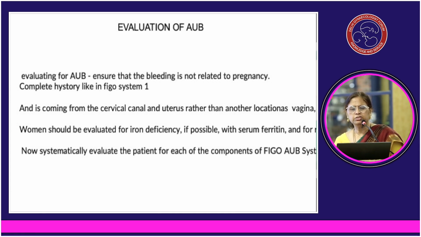Evaluation for AUB: ensure that the patient is not pregnant, and a complete history, like the FIGO system 1, has to be taken. By history only, you first diagnose whether it is AUB or not. When you think that it is AUB, then you have to go further with system 2 for the diagnosis of cause and treatment. Women should be evaluated for iron deficiency anemia and that has to be corrected first, and then systematic evaluation according to the FIGO AUB system 2.